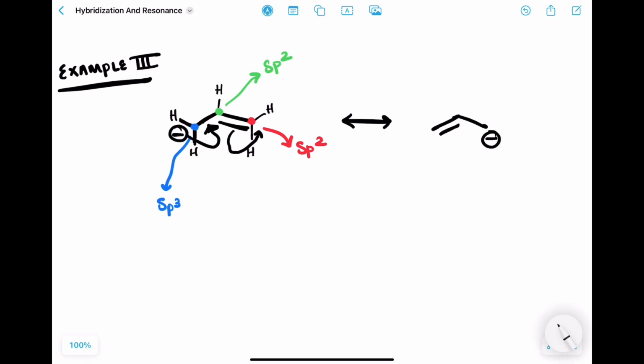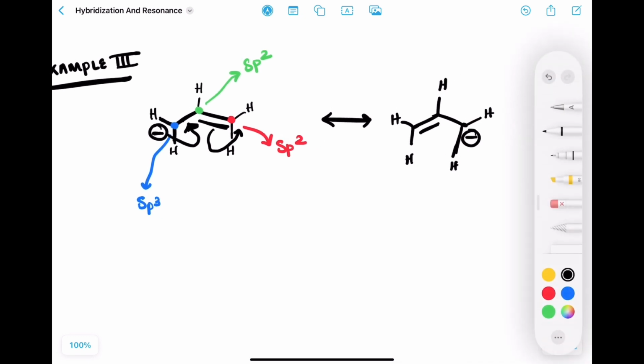Remember, these two exist at the exact same time. So let me draw the hydrogens in there. But resonance does not mean that they're in equilibrium. It means that they exist at the exact same time. And so now let's go through and color these again.